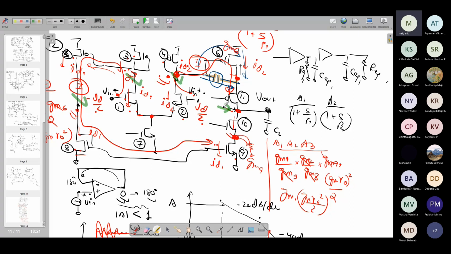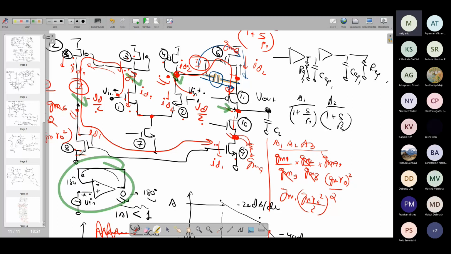It's a silly question and a silly answer, but think about it. Hint is this circuit. I've given you the answer.